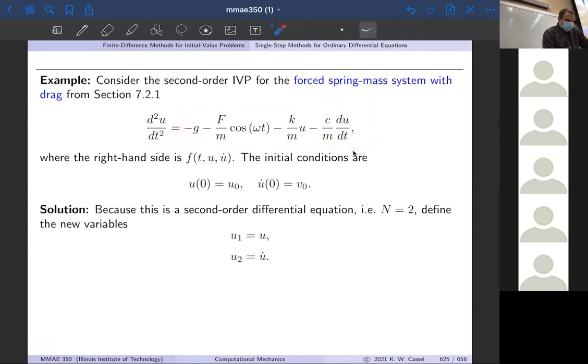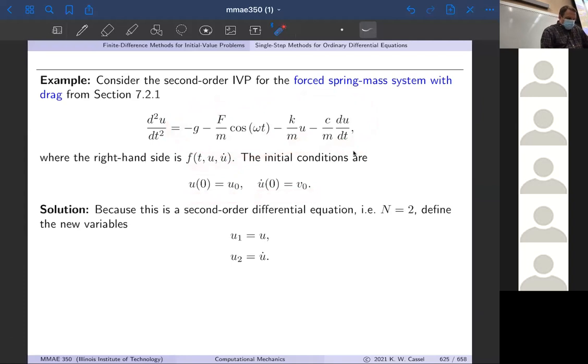It's a function of t, u, and u dot. So the independent variable, the dependent variable, and its first derivative. So those all go on the right-hand side. So those are all now encapsulated in the f. 2 initial conditions, again, on the u and the u dot. So on the position and the velocity.